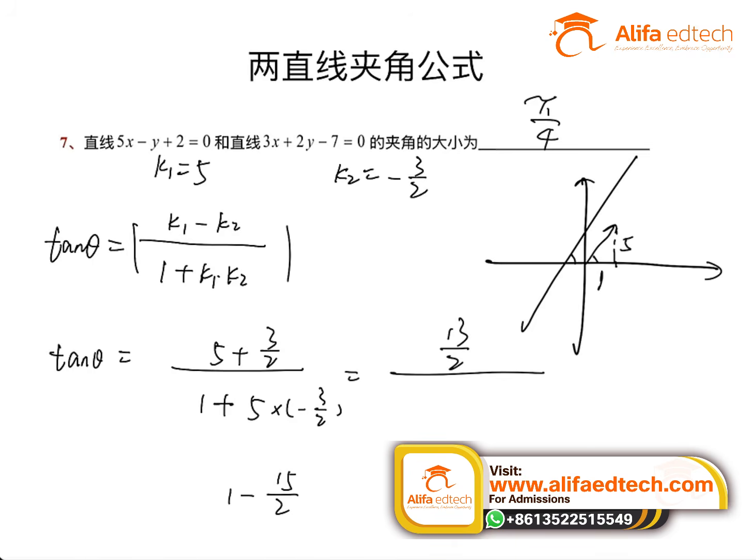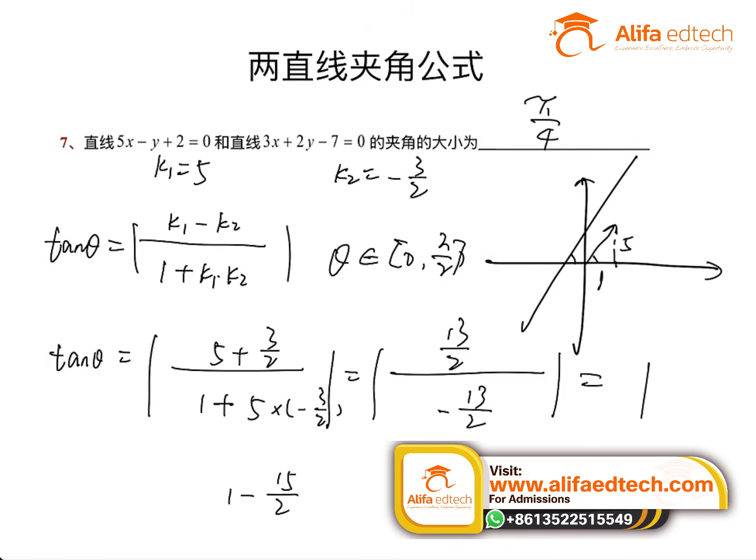So we get tan θ equals 17/17... taking the absolute value, since the angle between two lines θ is in the range of 0 to 90 degrees, or 0 to π/2, we can also find that θ equals π/4, so this formula can be used. Remember it, use it directly to find angles between lines.